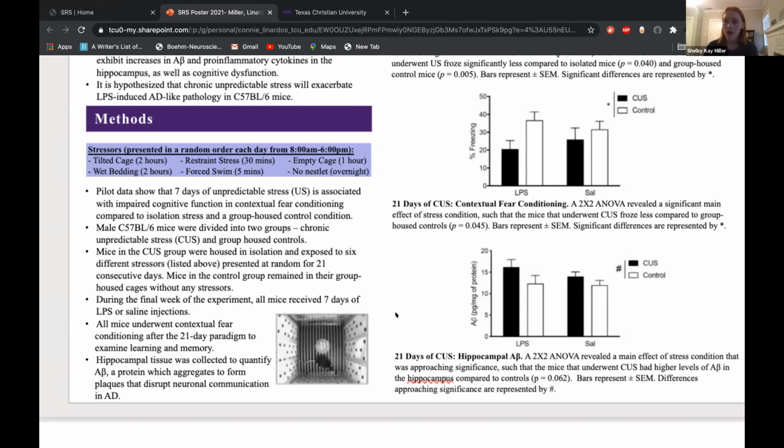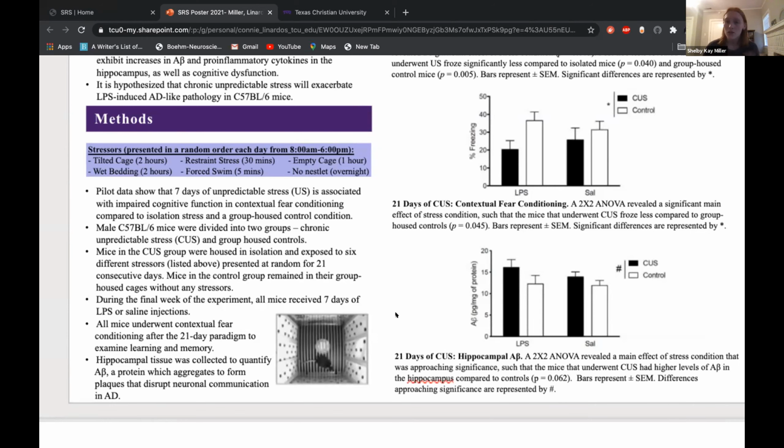It's the natural behavior of a mouse to freeze upon being administered a shock. And so when we place them in an environment where they received the shock the very next day, if they exhibit learning and memory, they should display freezing behavior before they are even administered the shock.